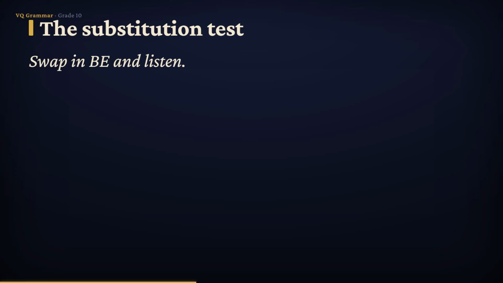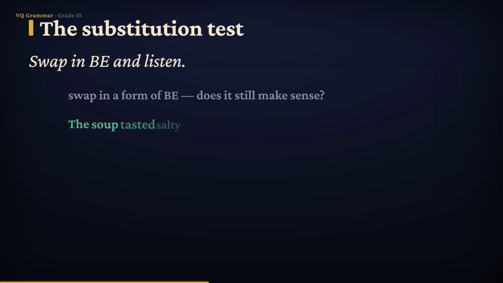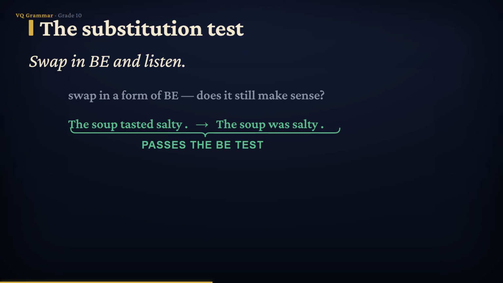So how do you tell which job a verb is doing? Here is the test, and it is beautifully simple. Swap in a form of be, or the word seemed, and then ask whether the sentence still makes sense. Let's try it. The soup tasted salty. Swap tasted for was, and you get, the soup was salty. That still makes perfect sense, doesn't it? So tasted is linking here, and salty is describing the soup.